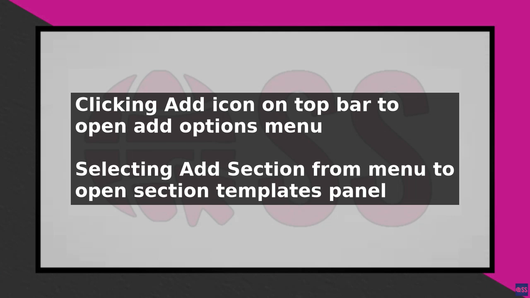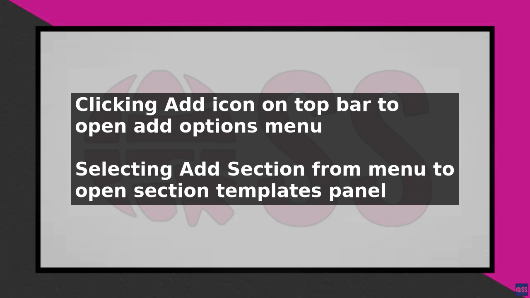This will open the Add Section panel, which contains a variety of pre-designed section templates that you can use to add different types of content to your website. These templates include sections for text, images, videos, and more. Browse through the section templates and select the one that best fits your needs.